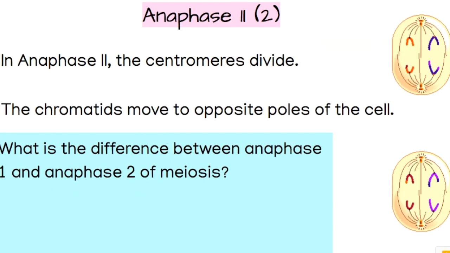Anaphase II. In Anaphase II, the centromeres divide. The chromatids move to opposite poles of the cell. Remember, this looks exactly like anaphase of mitosis now, but we're going at the same time in 2 cells. So the chromatids move to opposite poles, opposite ends of the cell, and think back, what is the difference between Anaphase I and Anaphase II of meiosis?